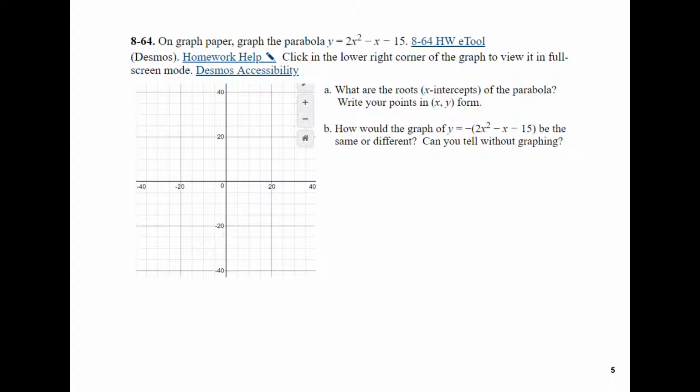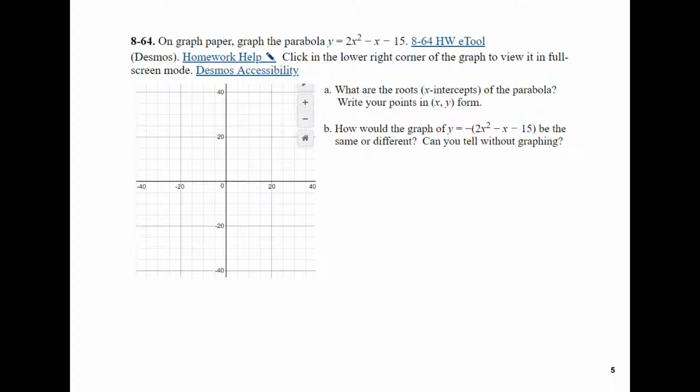8-64 says, on graph paper, graph the parabola y equals 2x squared minus x minus 15. What are the roots, which are also called the x-intercepts of the parabola? Write your points in xy form. And B says, how would the graph of y equals negative 2x squared minus x minus 15 be the same or different? Can you tell without graphing?